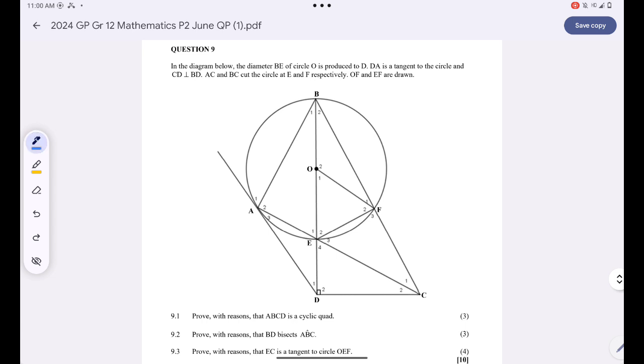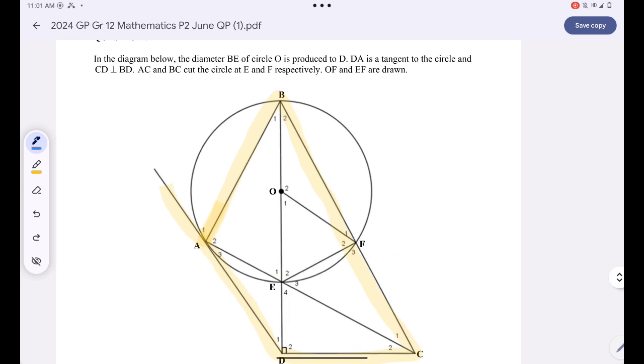Prove that ABCD is a cyclic quad. There's ABCD. For you to show that something is a cyclic quad, you can either show that opposite angles are supplementary, or show that the interior angle is equal to the exterior opposite angle of that particular shape, or you can show that the angles in the same segment are equal. The angles that are subtended by the same line segment are equal. In this case, we are going to prove it by using the latter option.